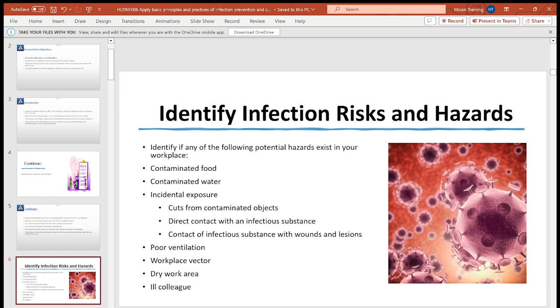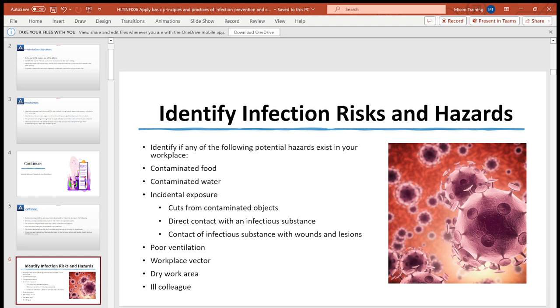Direct contact with an infectious substance, contact of infectious substance with wound and lesion, just as I've said earlier. Poor ventilation is also a risk when it comes to infection.